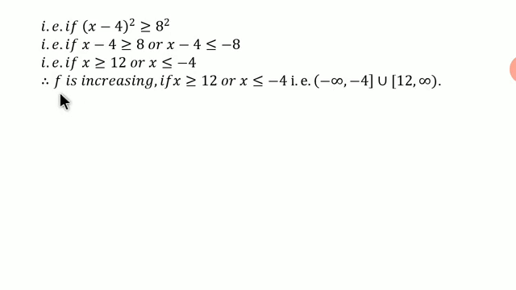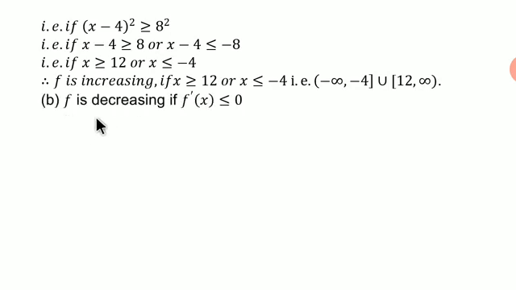Therefore f is increasing if x is greater than or equal to 12 or x is less than or equal to minus 4. That is, semi-open interval minus infinity to minus 4, union semi-closed interval 12 to infinity. For this set of values of x, the function is increasing.